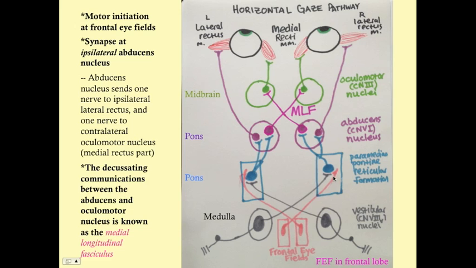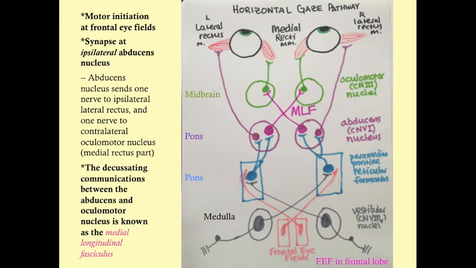Now, the abducens nucleus has two parts. Remember that the abducens moves eyes laterally. So what eye needs to move laterally if we want to move our eyes to the right? It's going to be the right eye, because if we want to look to the right, our right eye has to look to the right, and our left eye has to look to the right. The only difference is the right eye is abducting and the left eye is adducting, because the left eye is going to the midline and the right eye is going away from the midline.